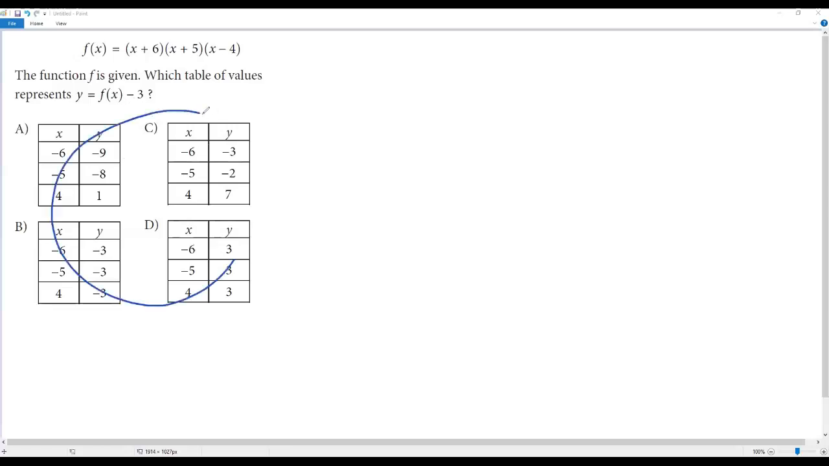Okay, here we have tables of values in the options, and these are tables of values for the function y = f(x - 3). Actually, it's a back-solving problem. That is, we have to check the options one by one.